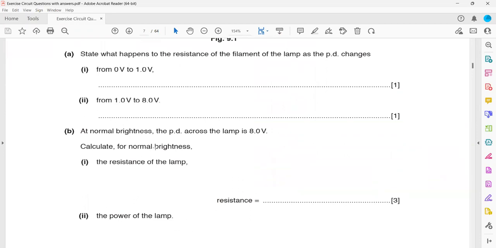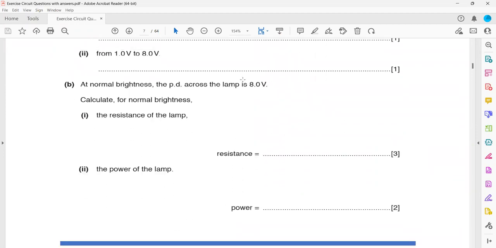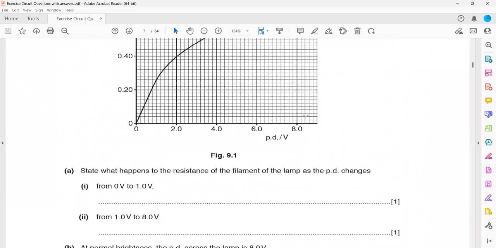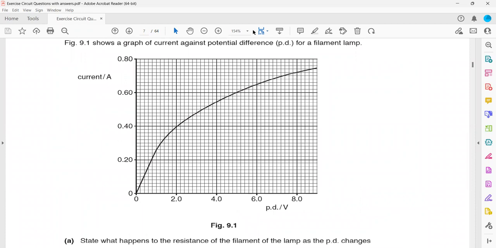The next part: at normal brightness, the potential across the lamp is 8 volts. Calculate the resistance. How to work out the resistance? If the lamp has 8 volts, the graph is given to work out the current. So from 8 volts, when the voltage across the lamp is 8, how much current flows through this lamp? What is the current? 10 boxes equals 0.2, so each box is 0.02. So this is 0.62, 0.64, 0.66, 0.68, 0.70, and 0.72. So this one is 0.72.